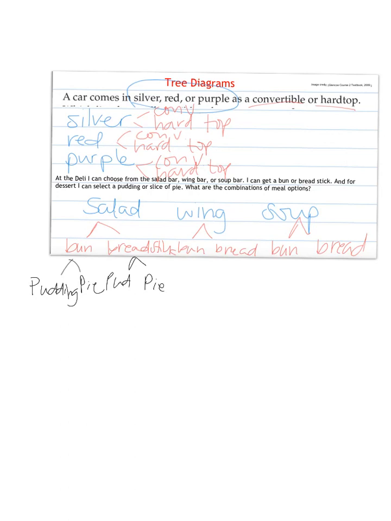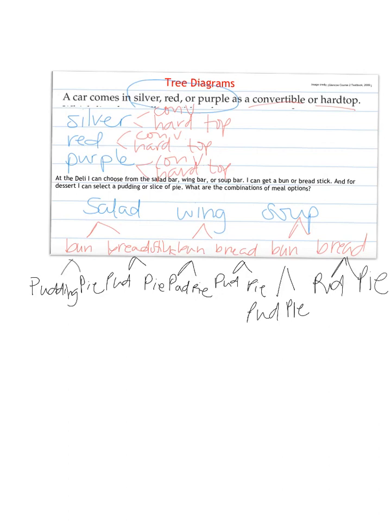Let's say I chose wing and a bun. Then I could choose for dessert pudding or pie. And if I chose wing bar, breadstick, I could pick pudding or pie. If I chose soup and a bun, I could pick pudding or pie. And if I chose soup and breadstick, I could pick pudding or pie. Okay, so this is telling us all of the possible outcomes.